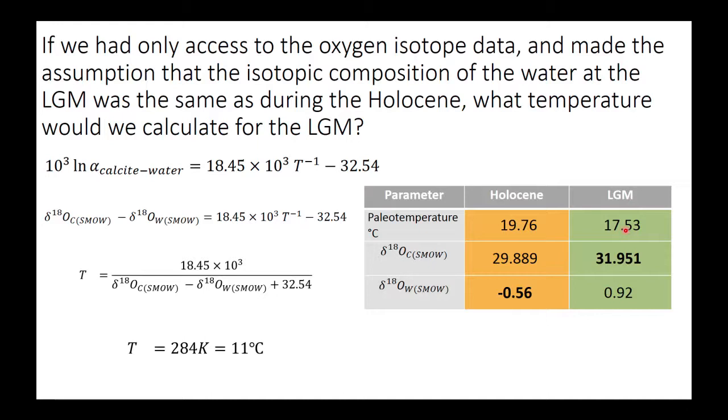So more ice on the land means heavier isotopes in the ocean. Heavier isotopes recorded in your carbonate is an indicator of colder conditions. So they both act in the same way: if it's cold, you'll get heavier isotopes in the carbonate. If there's lots and lots of ice on land, then you'll get heavier isotopes in the water, which will then mean you'll get heavier isotopes in your carbonate. So they both work in the same direction.